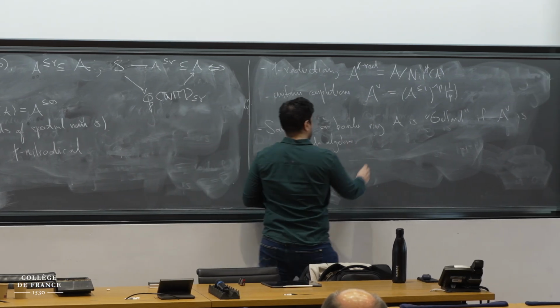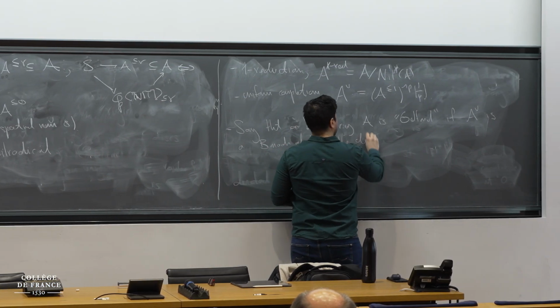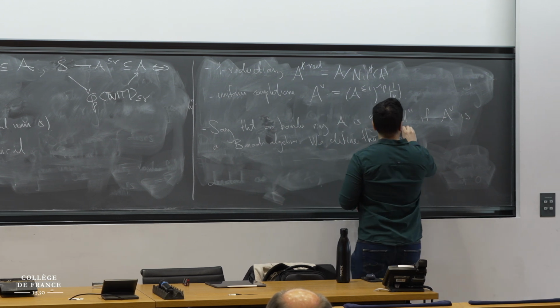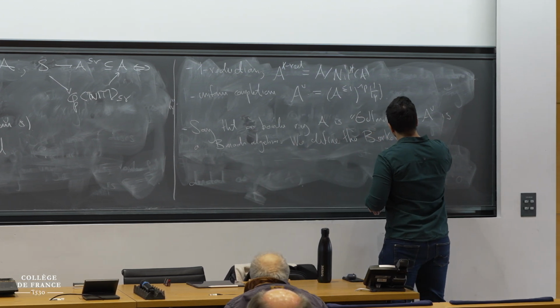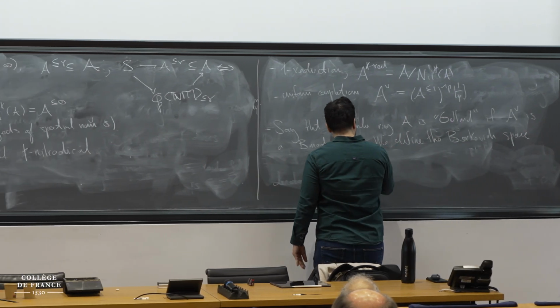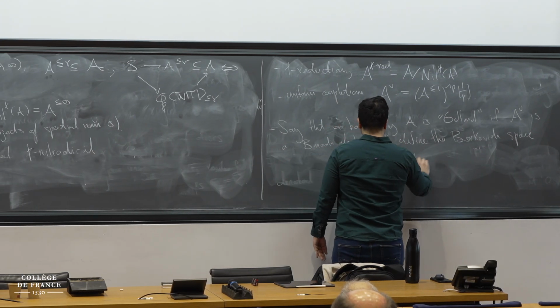And for such a ring, we define the Berkovich space of A to be just the Berkovich space of its completion U.